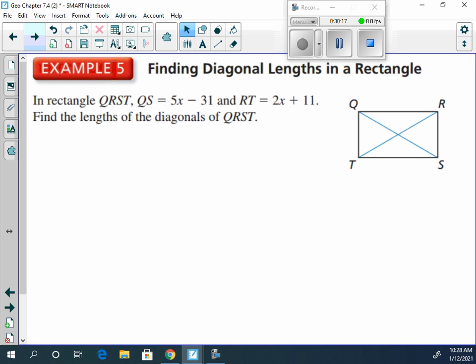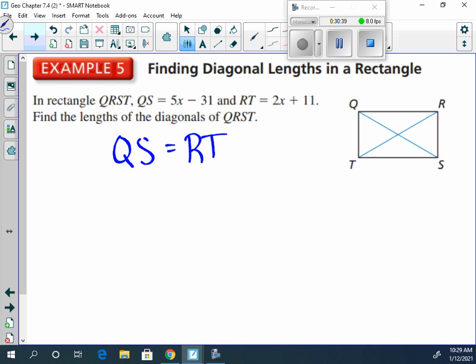So a parallelogram is a rectangle if and only if its diagonals are congruent. So what do we know about these two diagonals? They're going to be congruent. So that means what? QS is equal to RT. That's just by definition, yes?